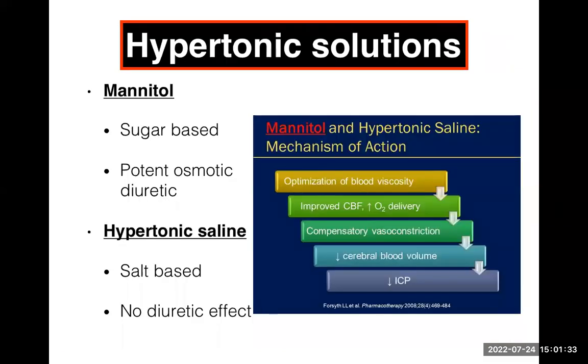For hypertonic solutions, we have mannitol and we have hypertonic saline. Mannitol is a sugar base with potent osmotic diuretic effects, whereas hypertonic saline is a salt base with no diuretic effects. Mannitol is used to reduce elevated ICP, and the most common preparation is a 20% solution. What is meant by a 20% solution is 20 grams in 100 ml. So do not give mannitol to patients with hypotension, because mannitol does not lower ICP in patients with hypovolemia.